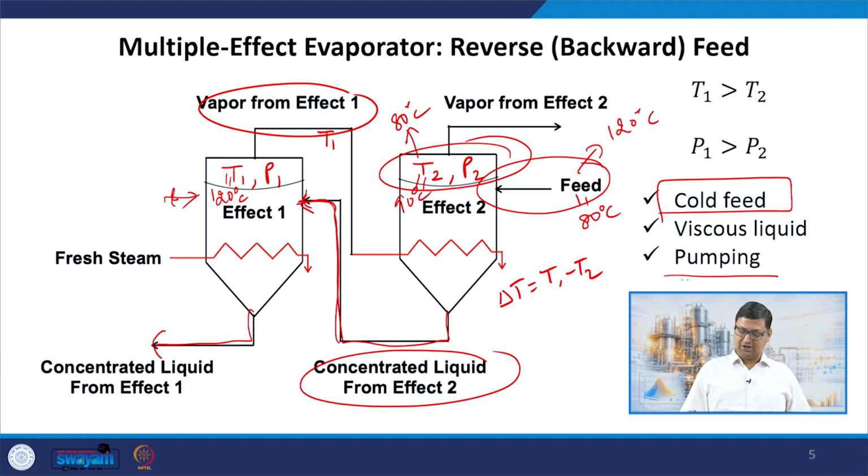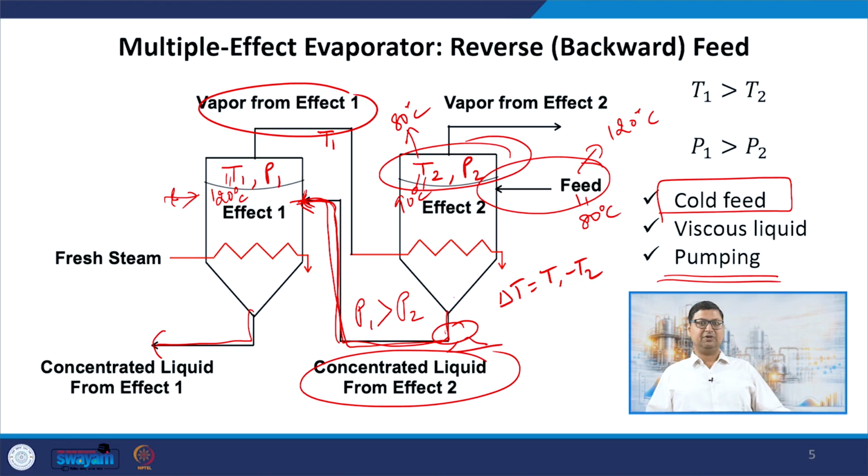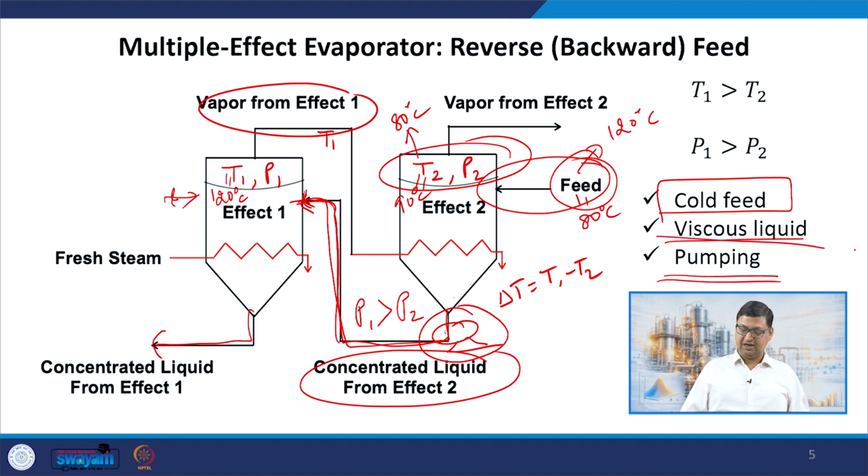And clearly, now we also require pumping, because although the vapor is going in the direction of decreasing pressure, the liquid is flowing in a reverse manner. So, liquid is going from effect 2 to effect 1, and my P1 is higher than P2. So, basically, I am going from a lower pressure to a higher pressure, and therefore, we have to attach a pump in order to facilitate this movement. So, we will have some saving if we have cold feed, but we also have some expenditure because we are now pumping it. But in some sense, it will be helpful when we have, let us say, a viscous liquid.